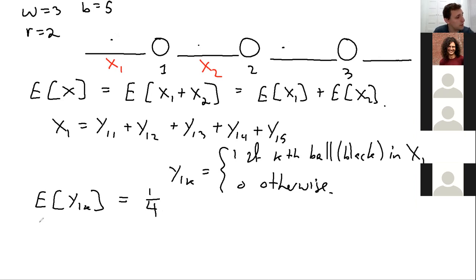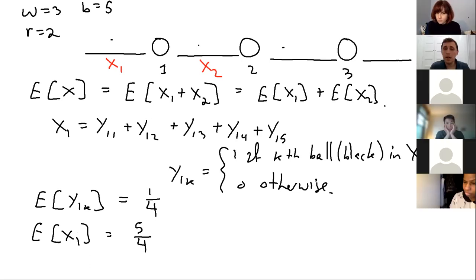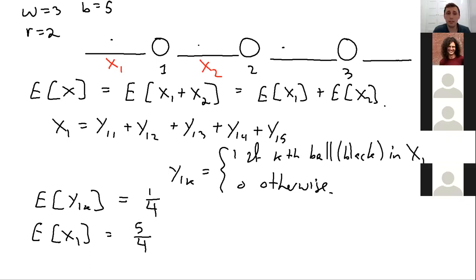So that means that the expected value of X1 is 5 over 4. Yes, it's 5 over 4. And similarly, you can calculate the expected value of X2. There is no difference. The expected value of X2 happens to be also 5 over 4. So altogether, the expected value of X is 5 over 2. So it's 2 times 5 over 4, which is 5 over 2. That's the expected value.